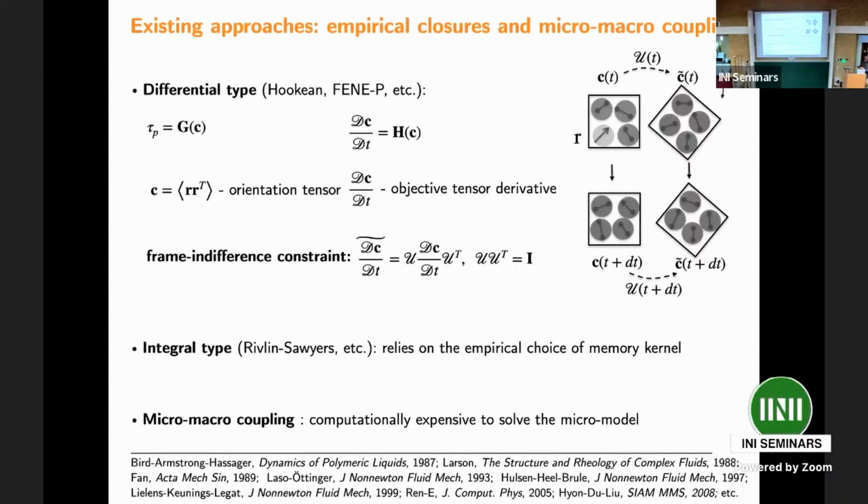Then we should get the same physical law. So that is essentially imposing a mathematical constraint on this dC/dt. Besides that, we have other closures like the integral closure, which directly relies on the empirical choice of the memory kernels. And a third one is the micro-macro couplings. For these, the challenge is that we need to maintain very computationally expensive micro-scale simulations to solve the micro models. So that is the challenge.